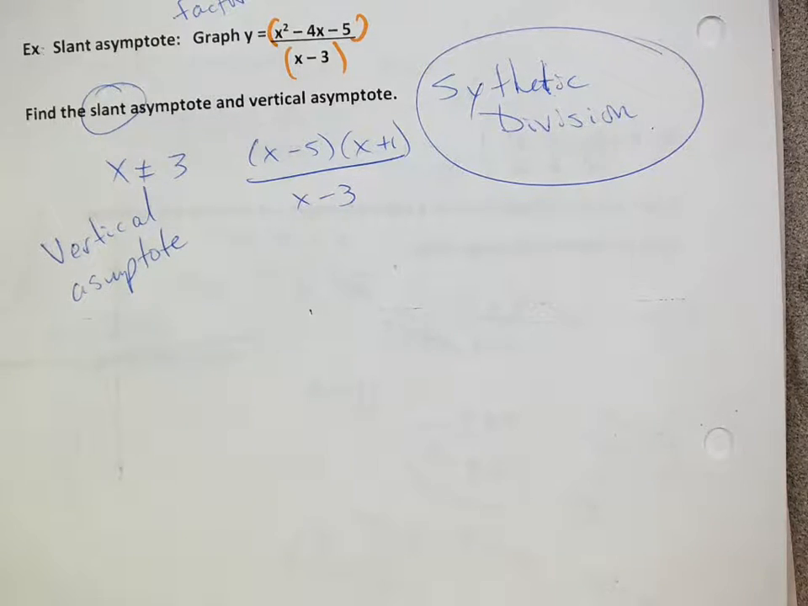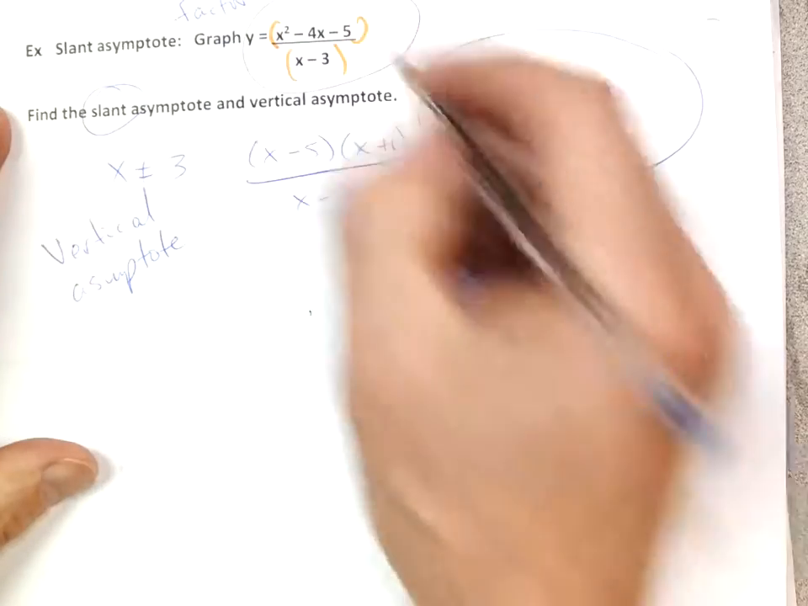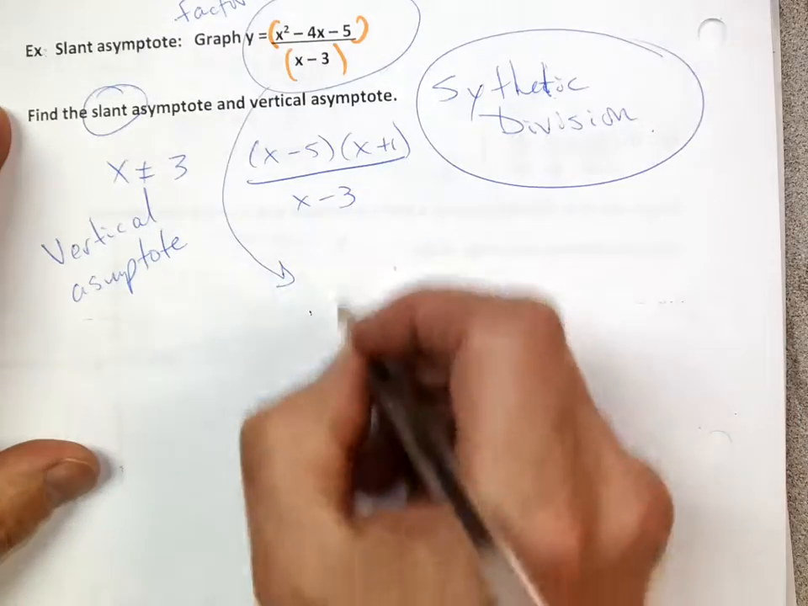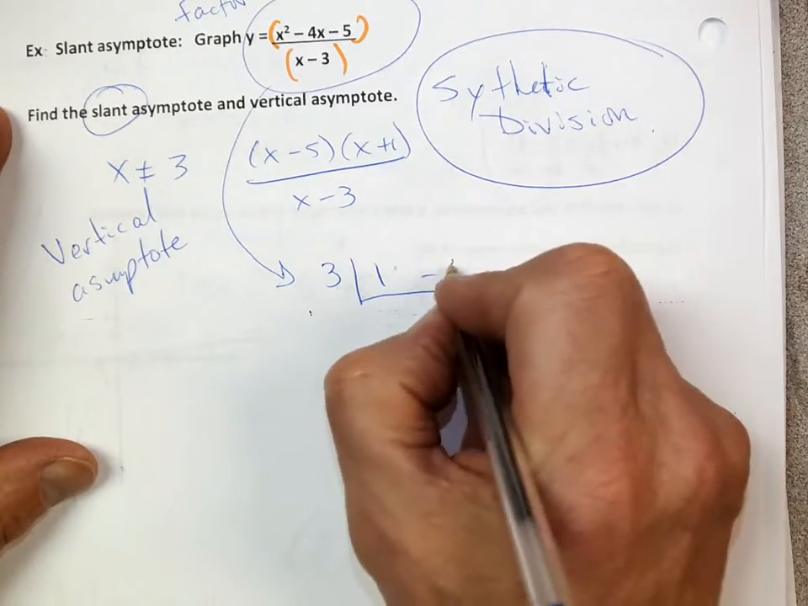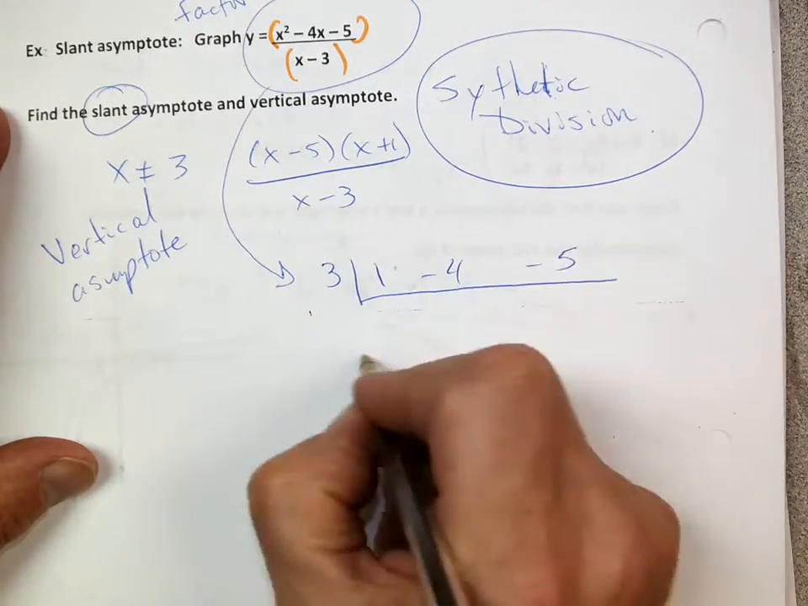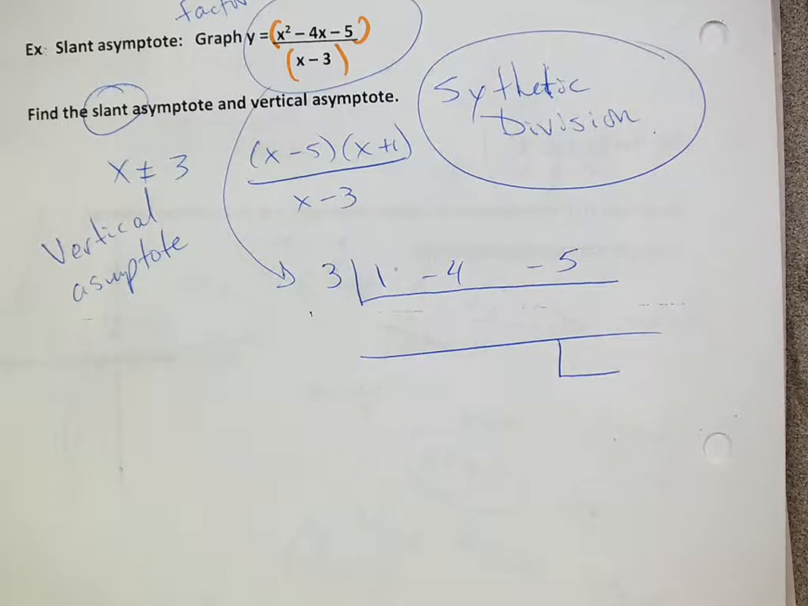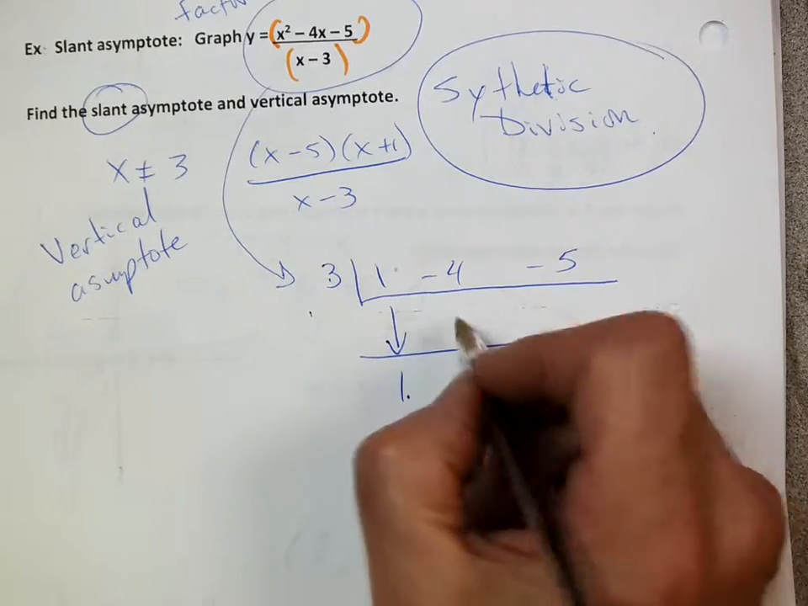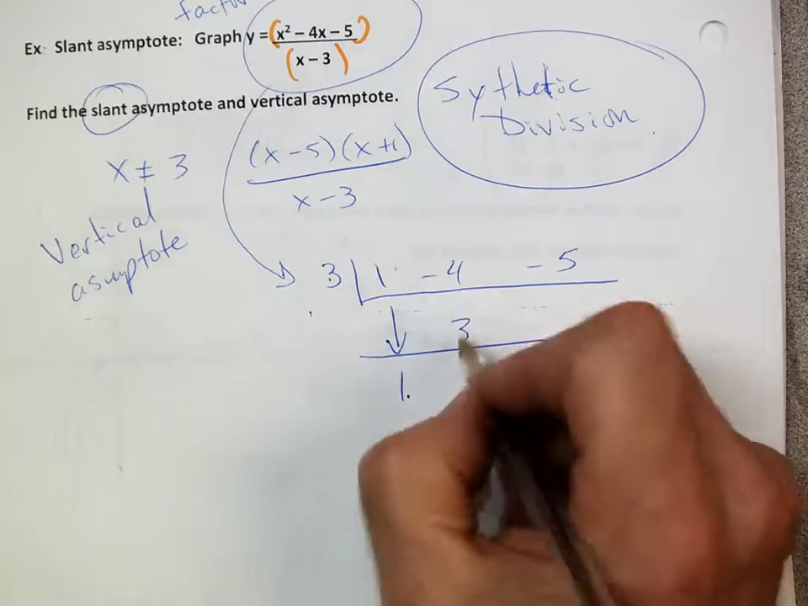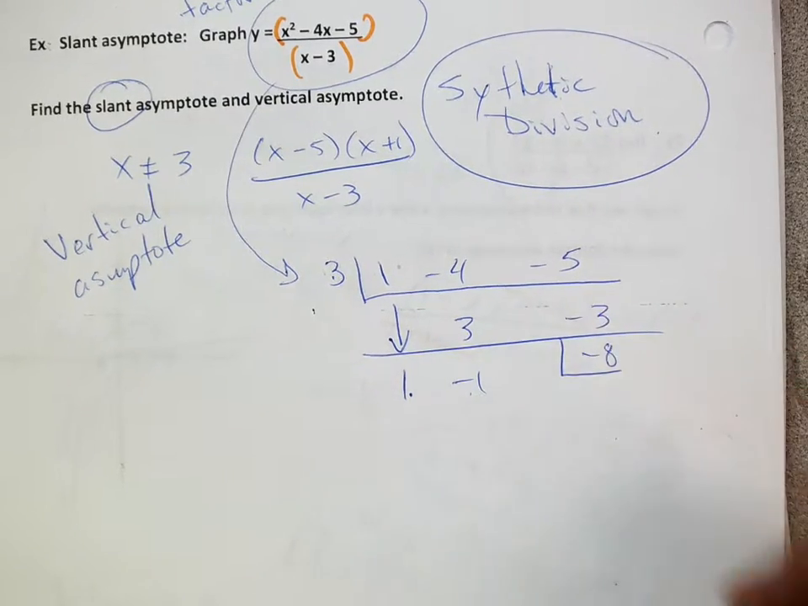In order to find the slant asymptote, we're going to do synthetic division. So I'm going to take my original, bring it down here. I'll go 3 into 1, negative 4, negative 5. Step 1, bring down the 1, multiply, I get 3, add, I get negative 1, multiply, I get negative 3, add, and I get negative 8. How am I doing? So there's my synthetic division.